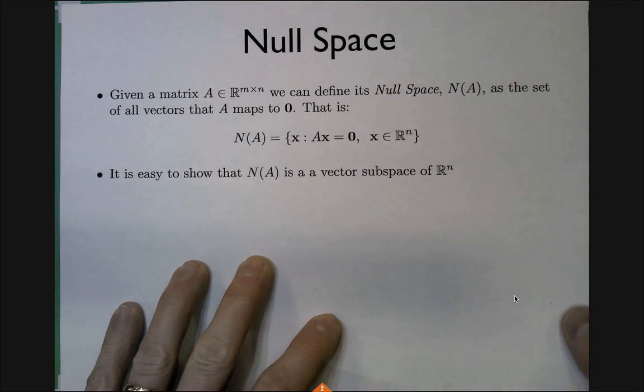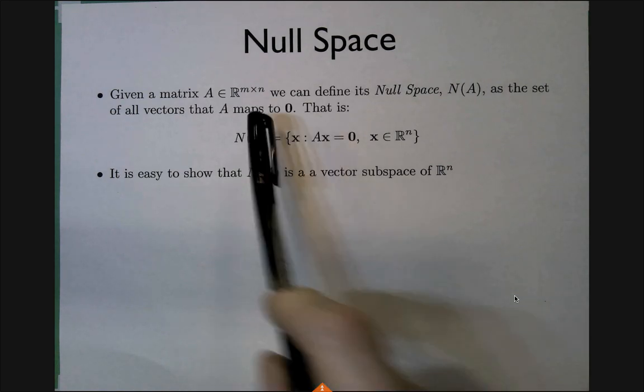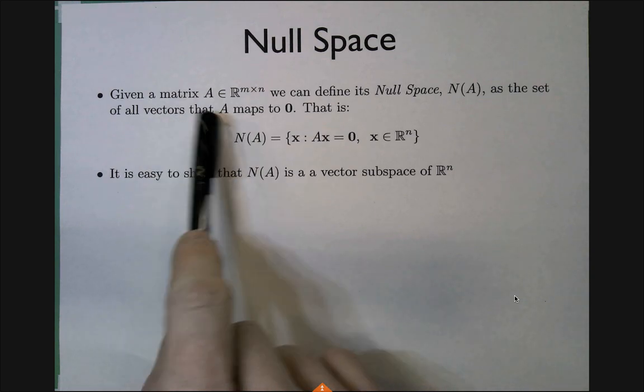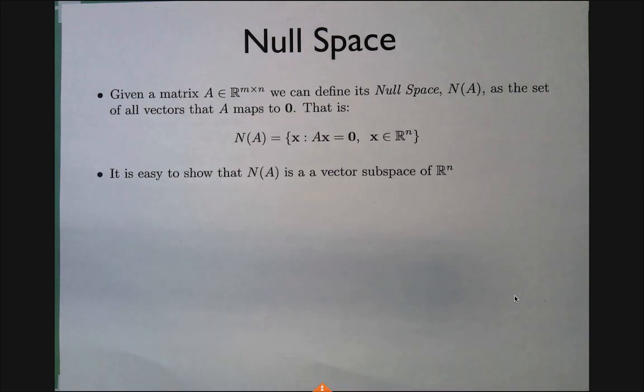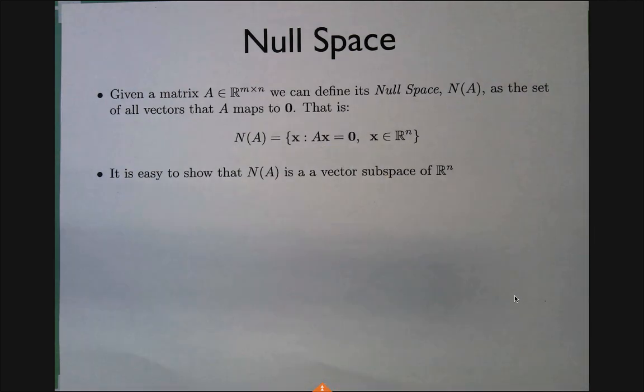So the null space, you probably heard this before, null space of a matrix. Have you? Have you not? So what is a null space? It's the set of all vectors which the matrix maps to 0. Okay, so it's the set of all x's such that Ax equals 0.